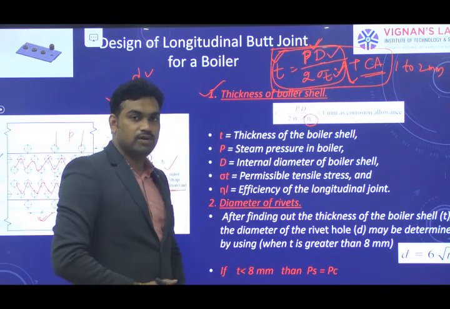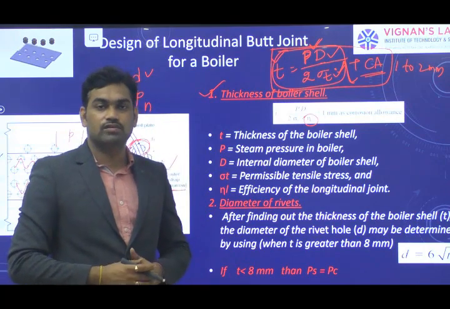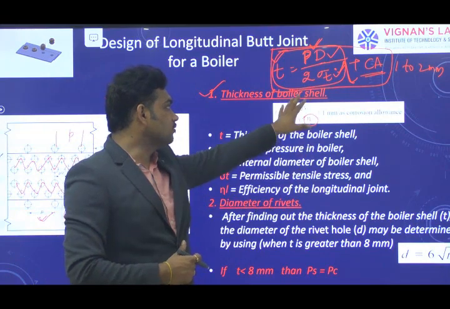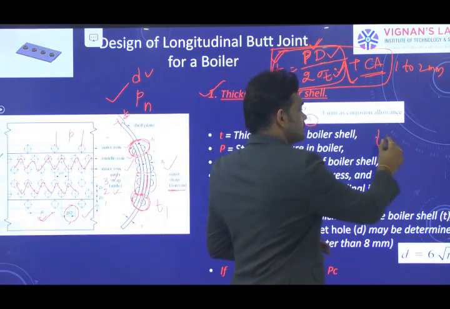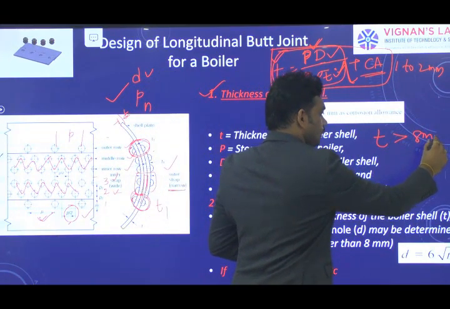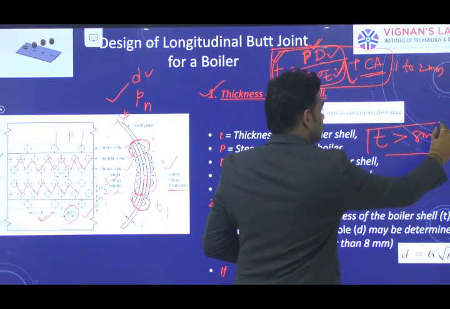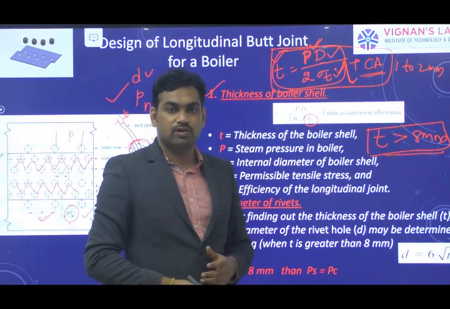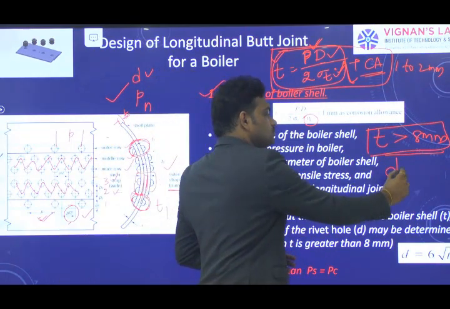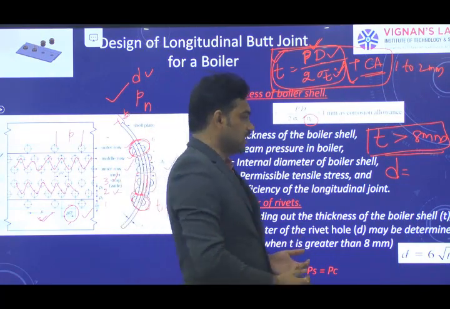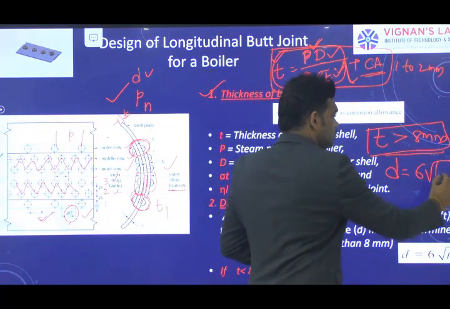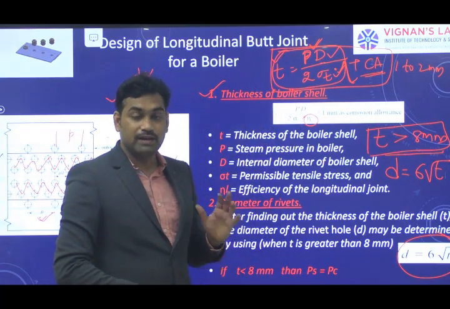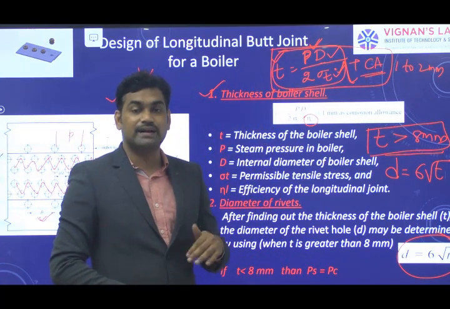And the second one is the diameter of the rivets. Here the diameter of the rivets is found in two different cases. Whenever the calculated thickness of the plate is greater than 8 mm, you can find the diameter of the rivet, small d, using Unwin's equation, the standard equation, d equal to 6 root t. That is what is written here, d equal to 6 root t, when the thickness of the boiler shell is greater than 8 mm.